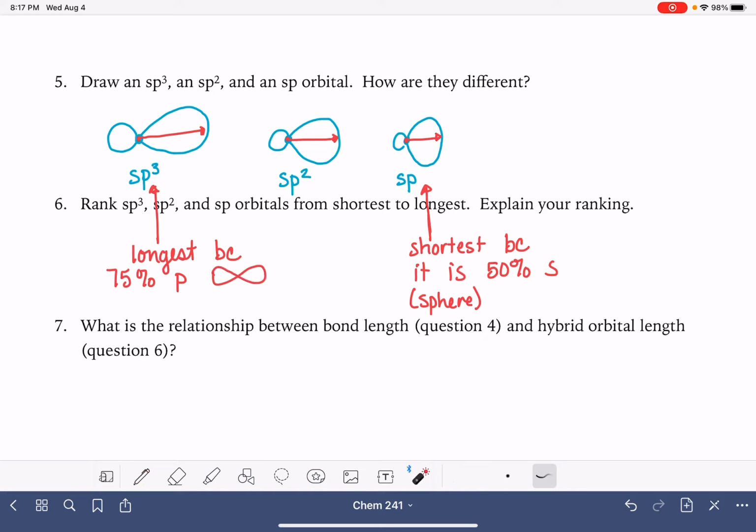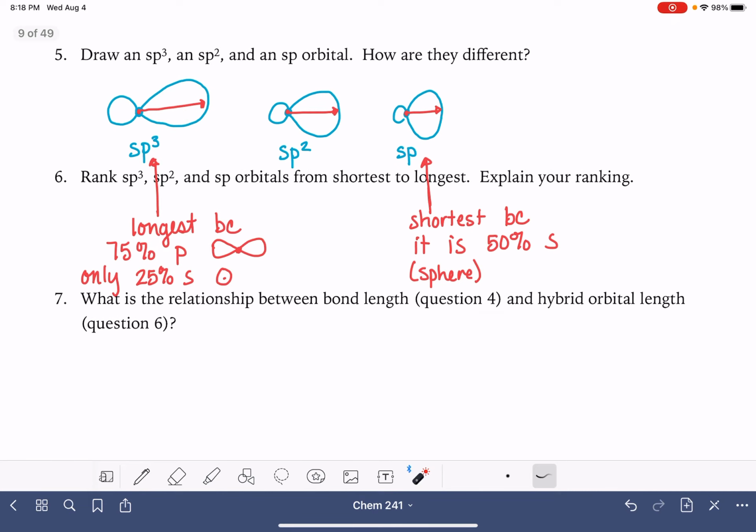So the different lengths have to do with how much s character, if I'm going to use that word, is present in the orbital and how stubby that orbital ends up being as a result. So maybe I'll add over here, it's only 25% s, which is the short and stubby orbital, like that. And this is 50% s, so that s character is more pronounced in that orbital.